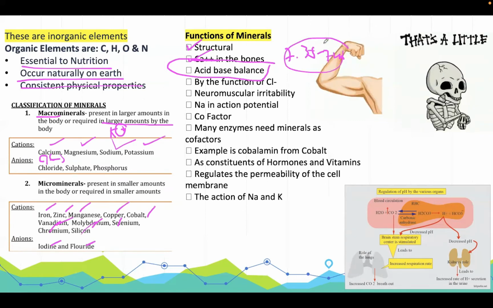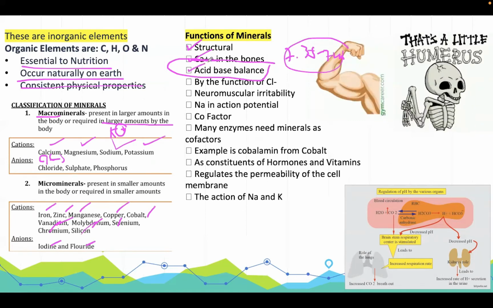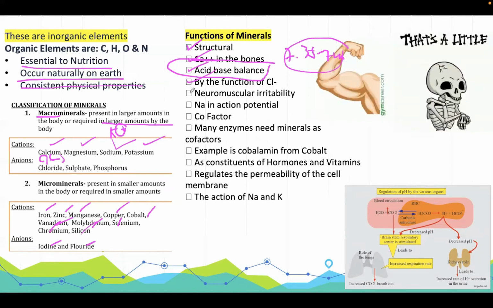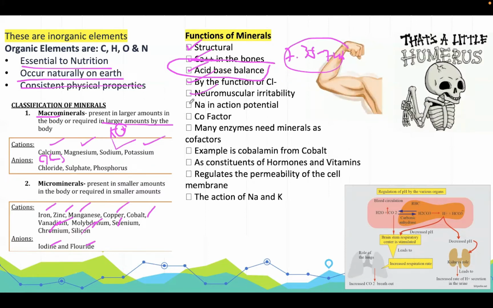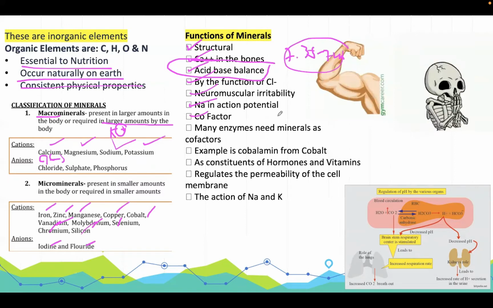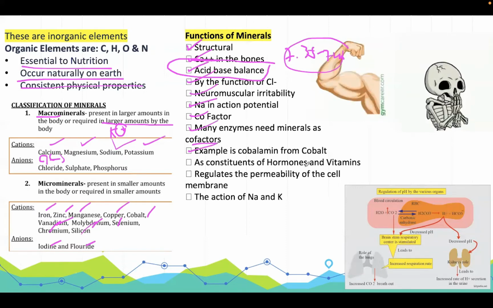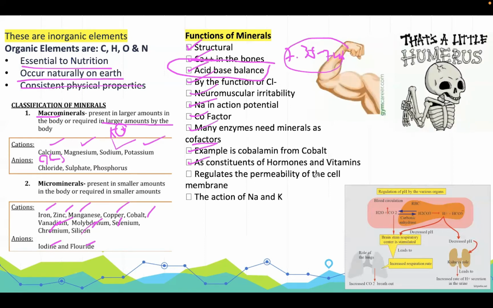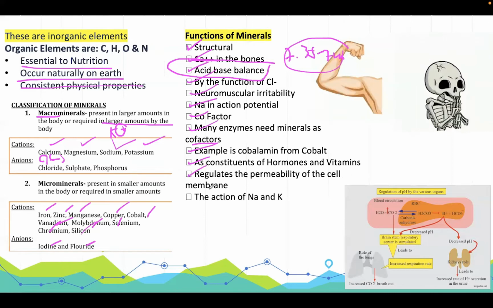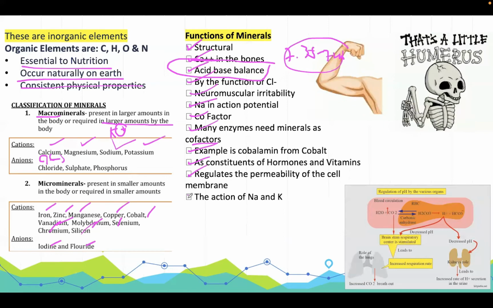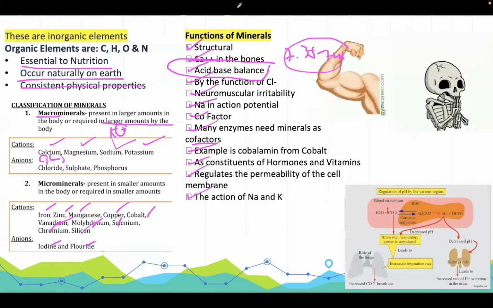And then mainly, may mga minerals po na involved in the acid-base balance of the body. Okay, by the function of your chloride, the neuromuscular irritability, your sodium in action potential, they can also serve as cofactors. Many enzymes need minerals as cofactors. Okay, example is cobalamin from cobalt. They can serve as constituents of hormones and vitamins. They regulate the permeability of the cell membrane, and then the action of your sodium and potassium. So these are the functions of your minerals.